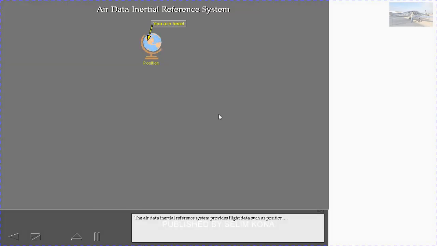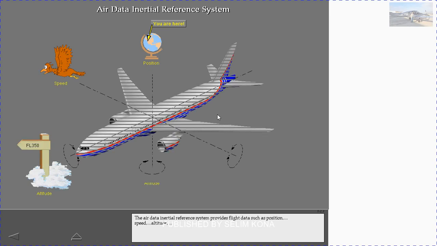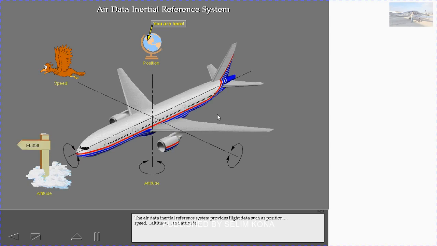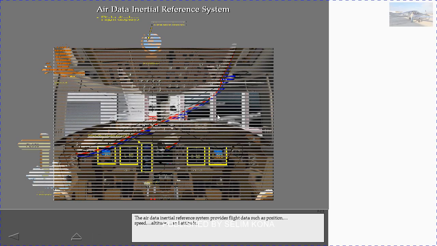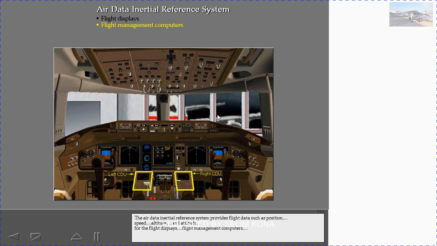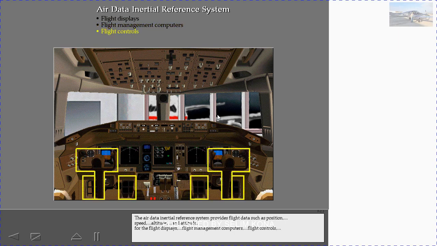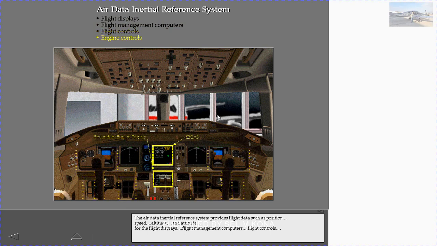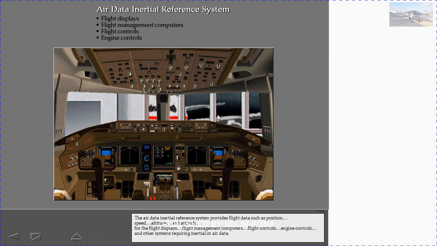The Air Data Inertial Reference System provides flight data such as position, speed, altitude, and attitude for the flight displays, flight management computers, flight controls, engine controls, and other systems requiring inertial or air data.